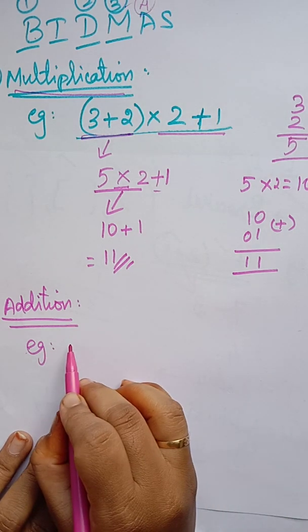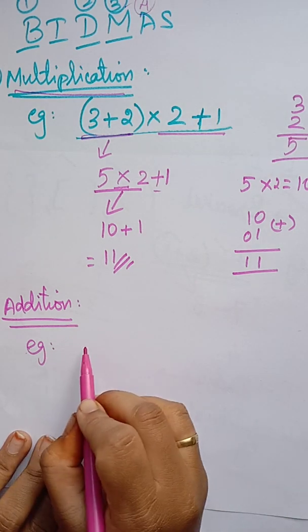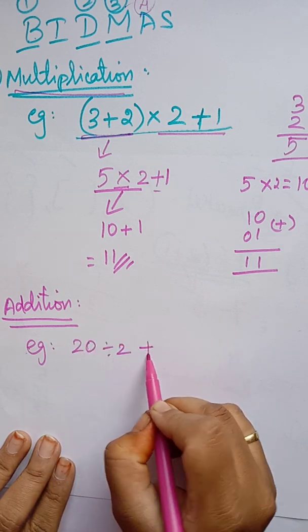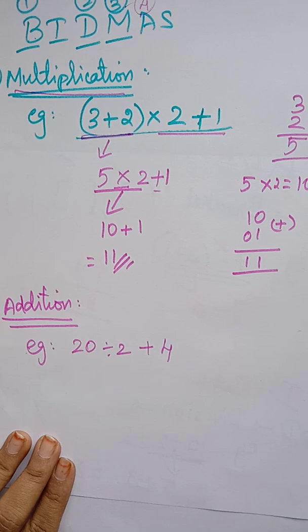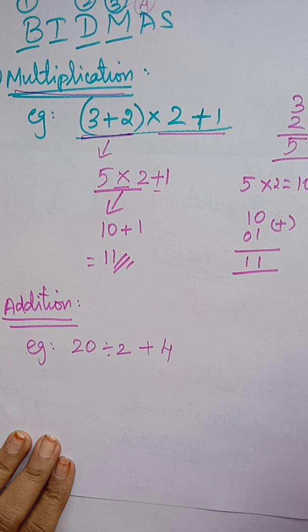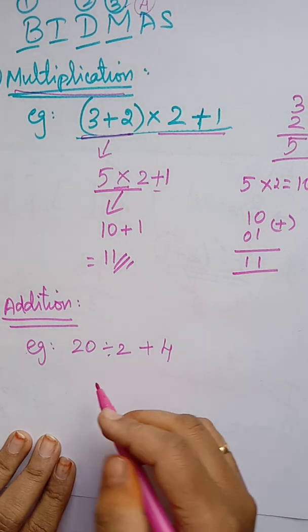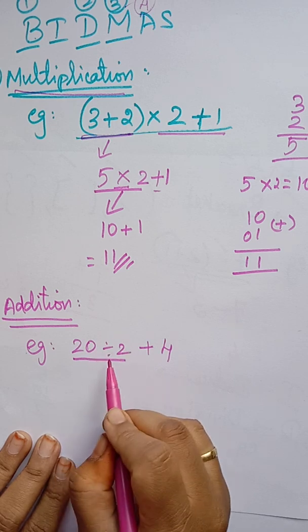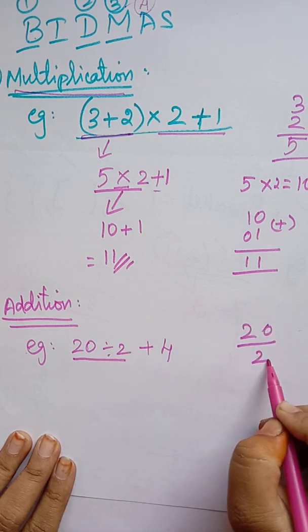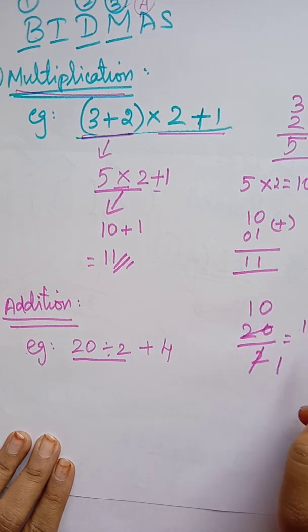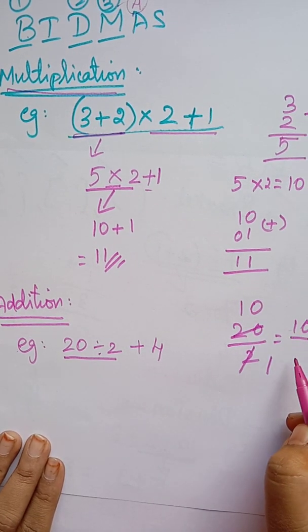Now here I am going to give you a simple example. See here. Now the first rule is what? Bracket. Can we see any bracket here? No. The second one is division. Can we see any division symbol here? Yes. So here it is 20 divide 2. So 20 divide 2 means 20 by 2. So 2 one time, here 20 is 10 times. So it will be written as 10 by 1.